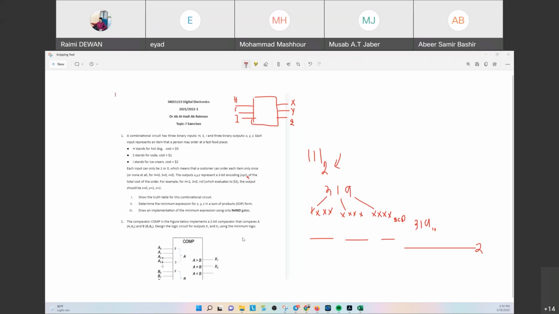Okay. So this is a sample for your group assignment. Okay, sample, but don't copy because I will know. Okay. So, show the truth table for this combinational circuit.